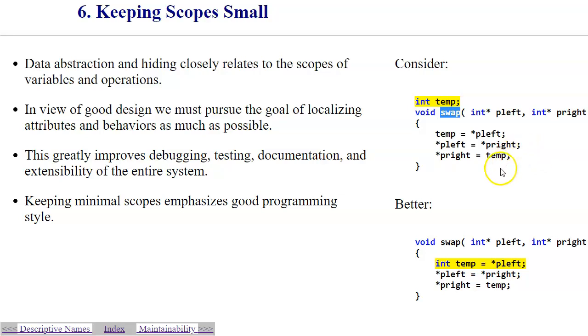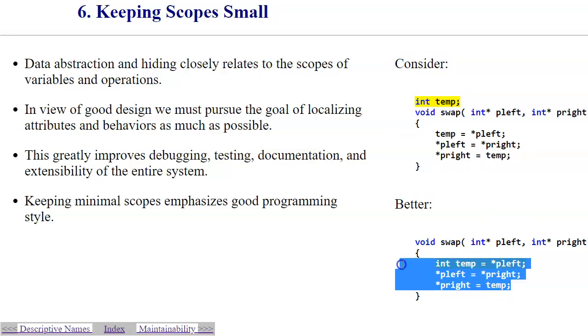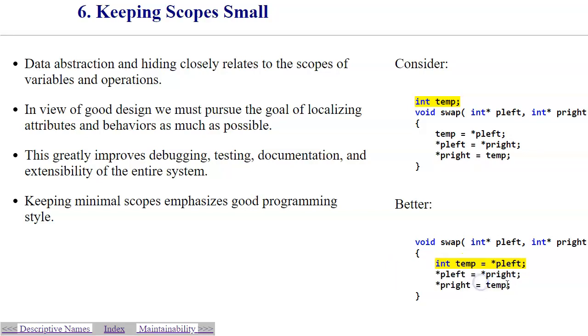So swap requires the creation of a temporary variable, and of course this temporary variable is used only for the purpose of swapping two integer numbers. So declaring such a variable outside of the function, for example in a global scope or at some class level, somewhere else rather, would not be a good idea.